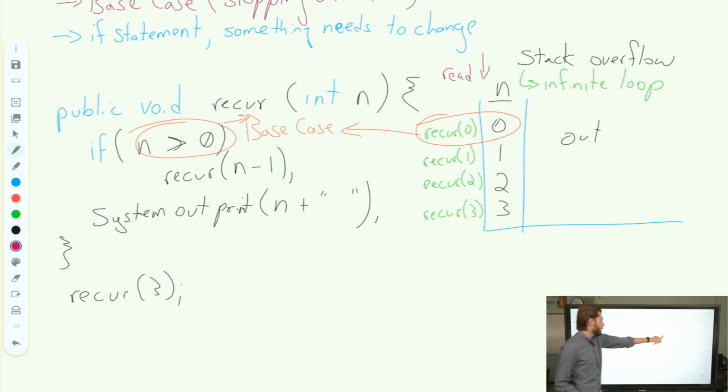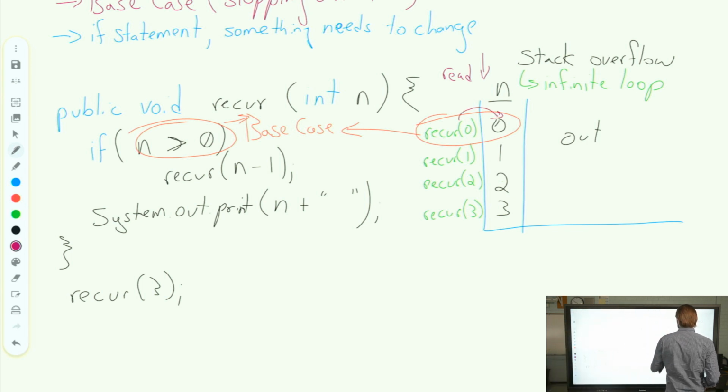So recur 0, we now get to the next line of system.out.println. So recur 0 moves on. All of these have basically stopped at our n minus 1. So recur 0 now runs on 0. At n equals 0, it moves on, and it's going to print out 0. Recur of 0 is now done. It reaches the end of its life cycle as a method, and it goes away.